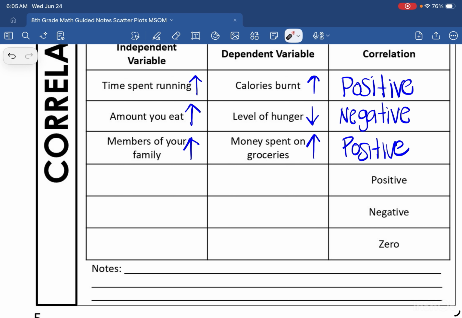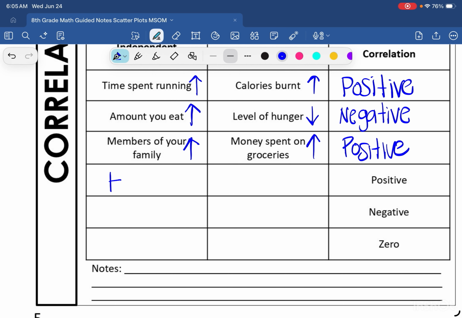Now you need to think of an example of a positive correlation. How about height and weight? Generally speaking, as your height increases, so does your weight. They will move in the same direction, therefore that's a positive correlation.